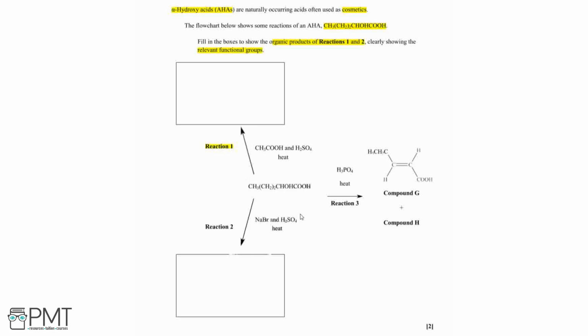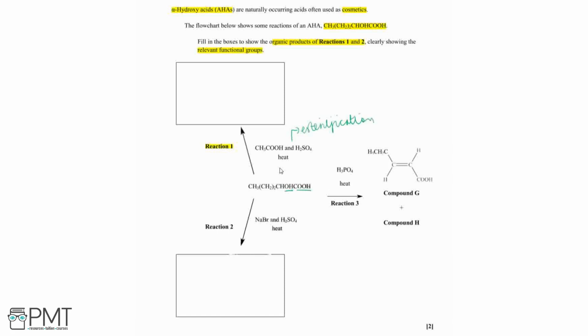So we've got our alpha hydroxy acid here, and we can see that we've got an alcohol functional group and a carboxylic acid functional group. So these are going to be the key groups which we're looking at to see if they react or not. So in reaction 1, we've got a carboxylic acid with some sulfuric acid, and all of this is being heated. And these are the reagents for our esterification reaction overall.